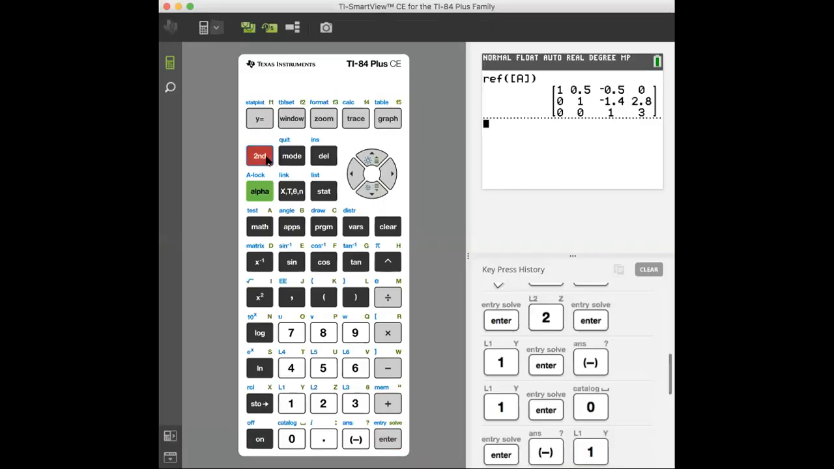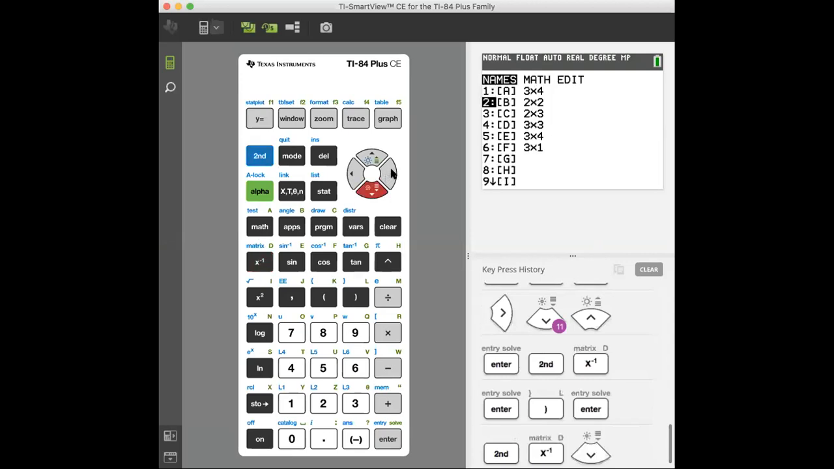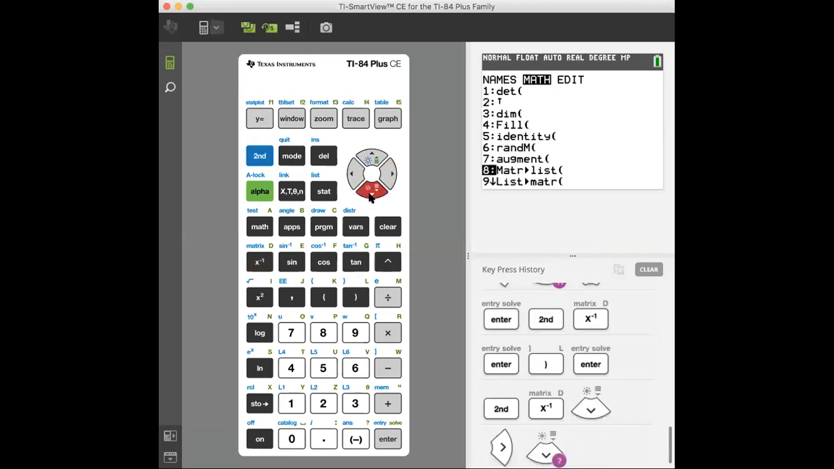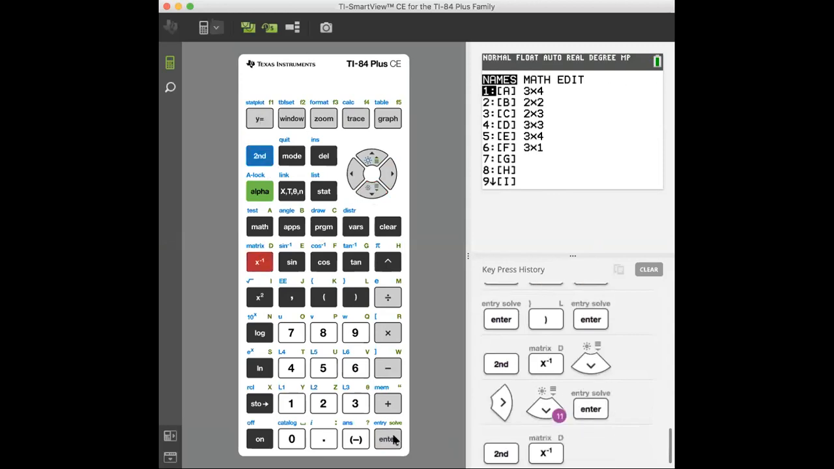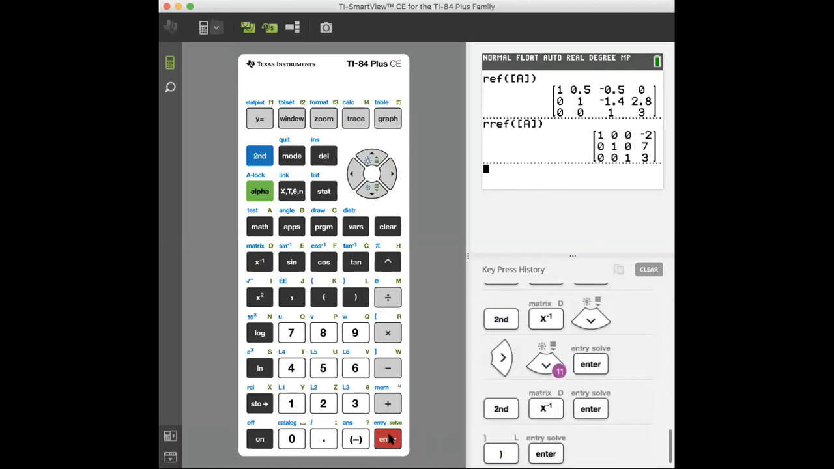Go back to my calculator. Okay, so now I'm going to press second, x to the negative first, go to my matrix menu. I'm going to press B this time. I'm going to go to matrix A because that's where all my information still is. And look at that. I have a matrix that says 1, 0, 0, negative 2, 0, 1, 0, 7, and then 0, 0, 1, 3. Negative 2, 7, and 3 are your answers for x, y, and z. And if you go back to your notes, that's exactly what we got. Okay.